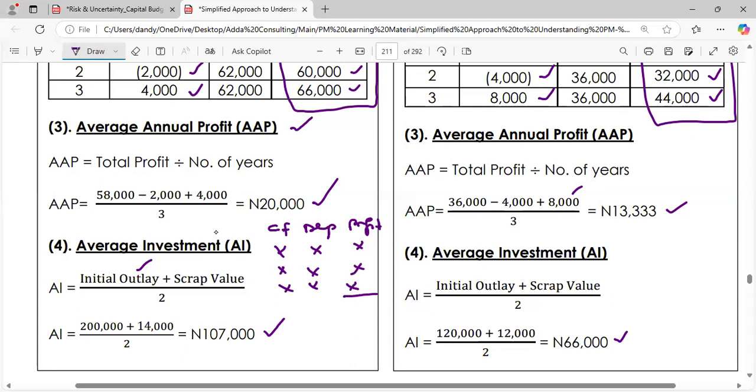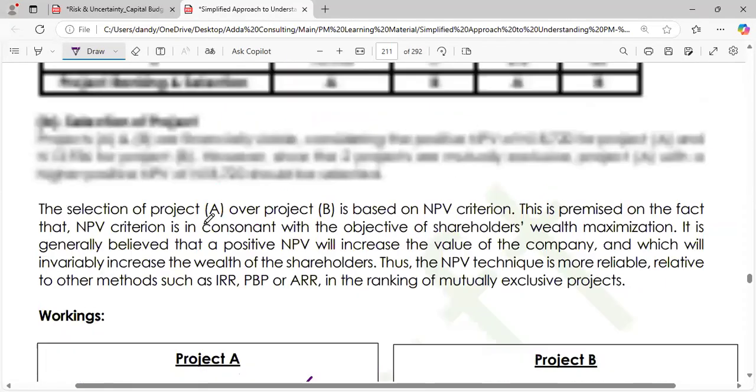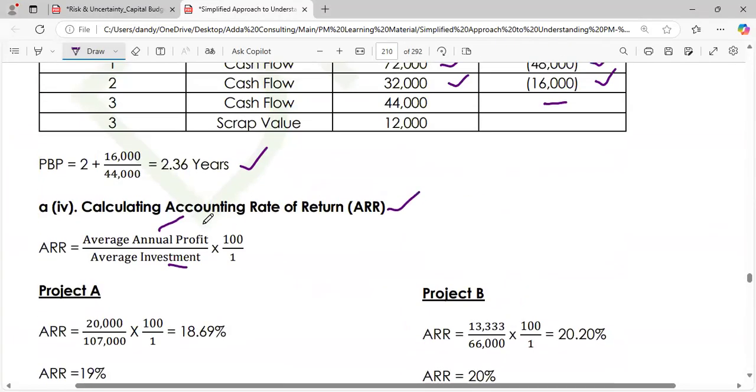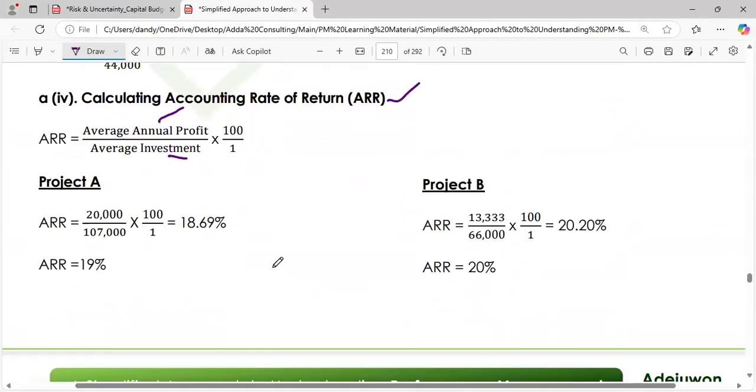I need to get the total profit. To get the total profit, just add up the profit alone. That's the total profit. You don't get the average profit. So the average annual profit will then be equal to the total profit divided by the useful life. That's what you need to do. If you are given the cash flow, it's still the same thing. We didn't do that in this one because we are given accounting profit.